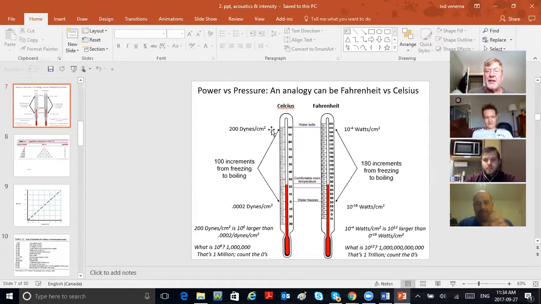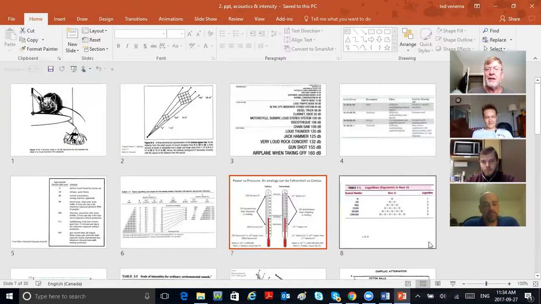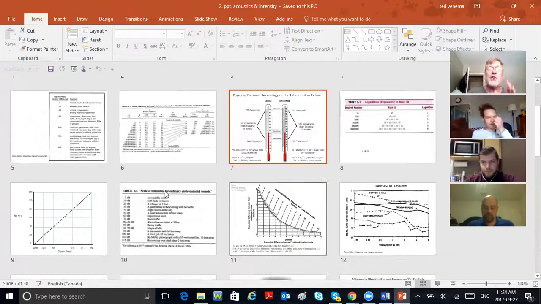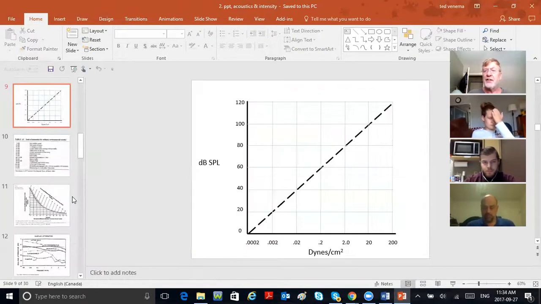But 120 decibels pressure is the same as 120 decibels power. And 0 decibels pressure is the same as 0 decibels power. It's just that power has 1 trillion increments in it, and pressure has 1 million increments in it. So the degrees are simply thicker in terms of pressure. But even that is too many increments, isn't it? I mean, the ear can sense so many different intensities or pressures.